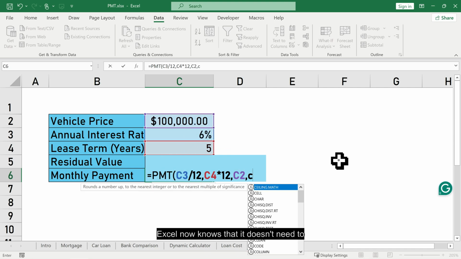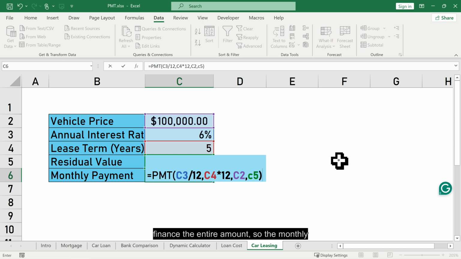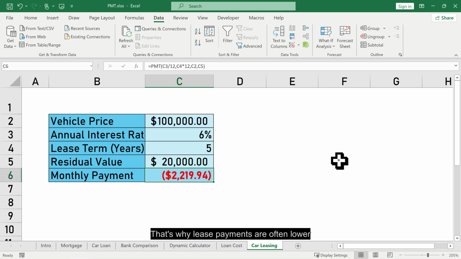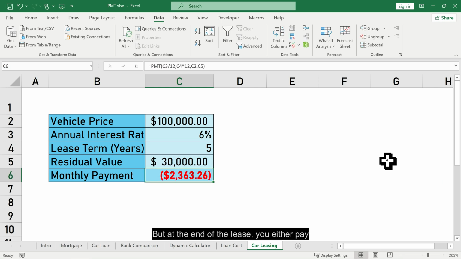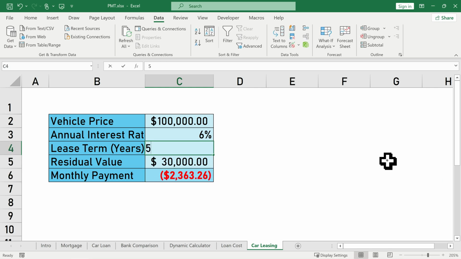Excel now knows that it doesn't need to finance the entire amount, so the monthly payment is lower. That's why lease payments are often lower than traditional car loan payments. But at the end of the lease, you either pay the remaining balance or return the vehicle.